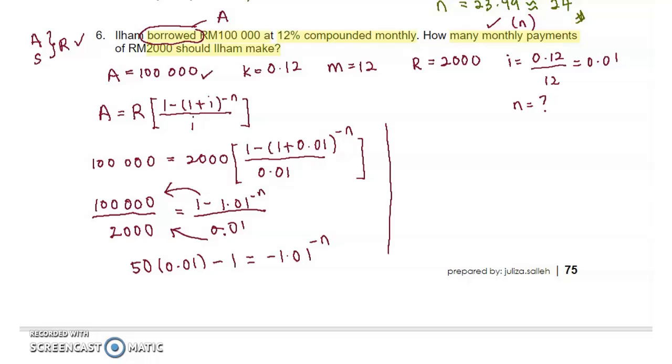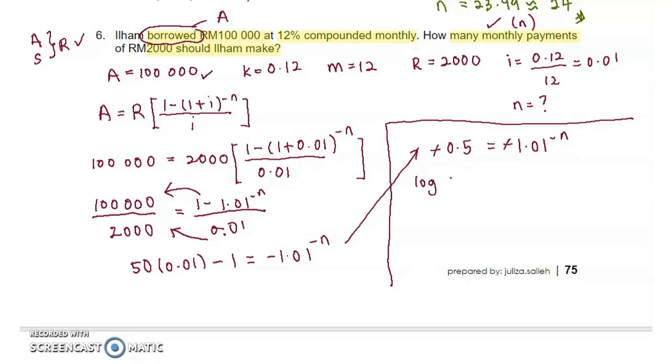So I continue on the right hand side here. 50 times 0.01 minus 1, we will get negative 0.5 equal to negative 1.01 power of negative N. So the negative, we can cancel here. Now N is in terms of power. So how to find value N, or eliminate the power of the unknown? We can apply log. So on the left hand side you put log 0.5. The power of the unknown you bring in front. So negative N multiply, dot means multiply, log 1.01.